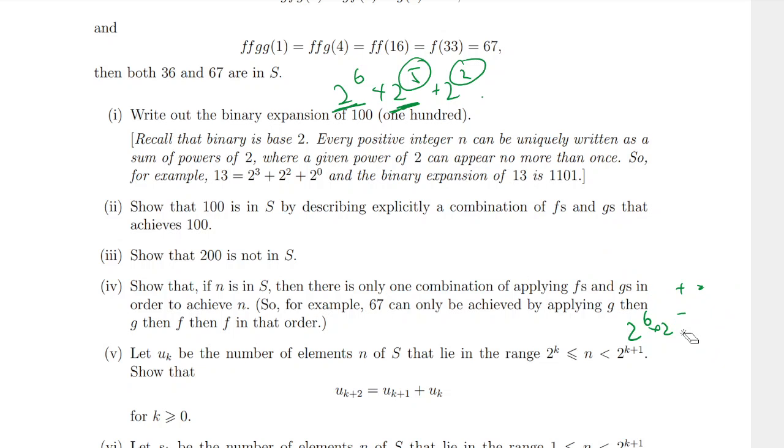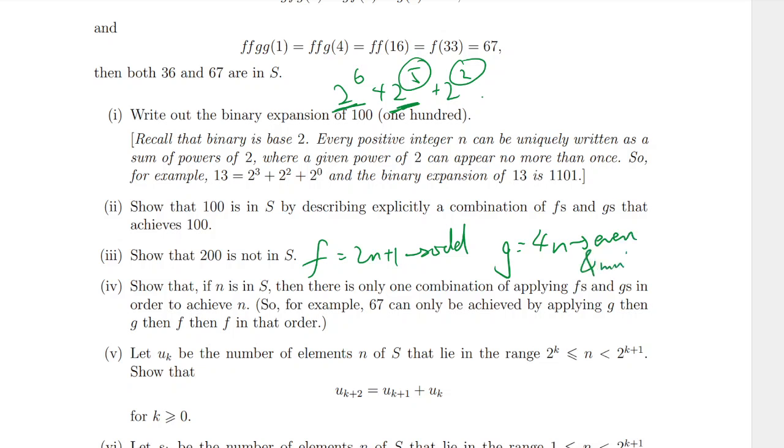So the key observation here is that, remember, f was equal to 2n plus 1. The output of f is odd. How about g? The output of g is 4n, which is even, right? That's a key observation. And we could go even further than even: it is even and a multiple of 4. It must be a multiple of 4. So show that 200 is not an S.